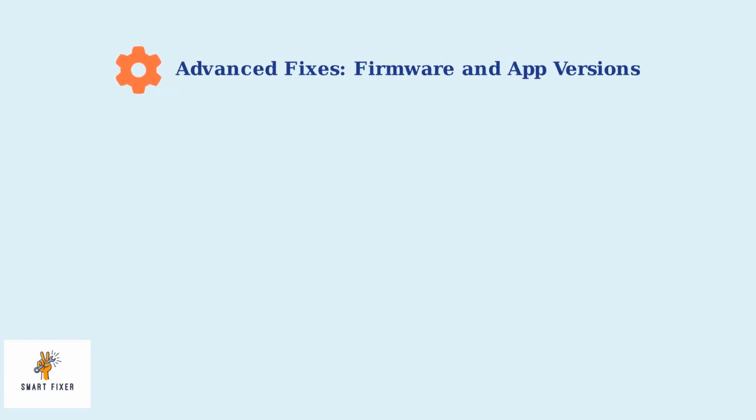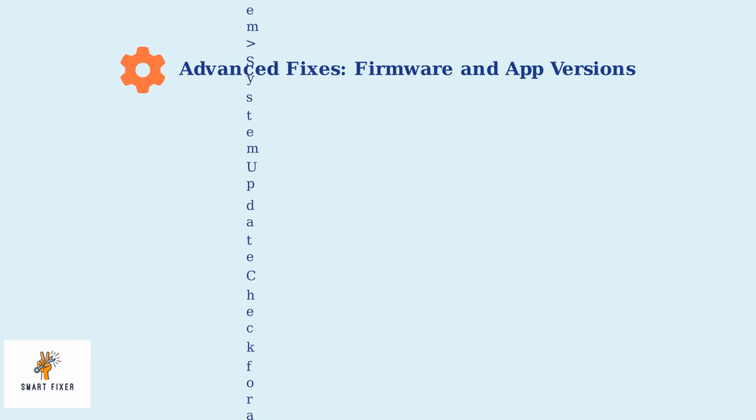If basic troubleshooting doesn't resolve the Peacock issues on your TCL TV, it's time to focus on advanced fixes related to firmware and app versions. First, ensure your TCL TV's firmware is completely up to date. Outdated firmware can cause compatibility problems with streaming apps. If the problems began after a recent Peacock app update, consider sideloading an older, compatible version of the app. This requires enabling developer options and downloading the APK from a trusted source.